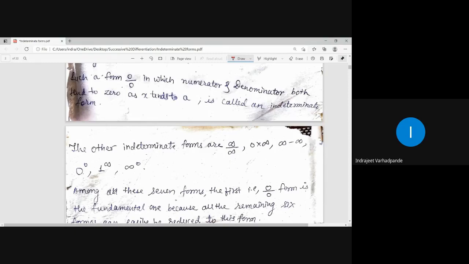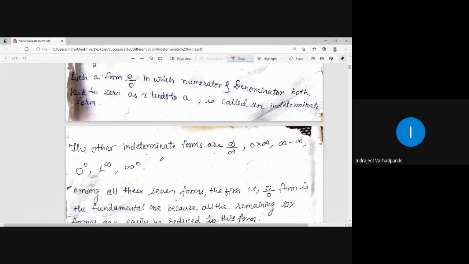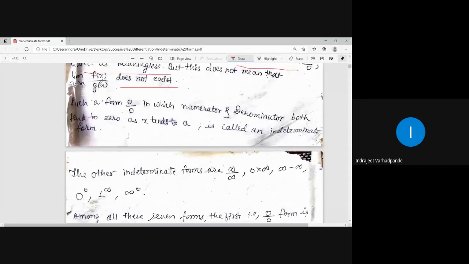So for the other topic, indeterminate forms, we will surely be discussing the form 0 by 0. The first and foremost indeterminate form is 0 by 0, wherein limit x tends to a of f(x) and limit x tends to a of g(x) both turn to 0. We say that form is observed as 0 by 0, in which numerator and denominator tend to 0 as x tends to a, and it is called an indeterminate form.